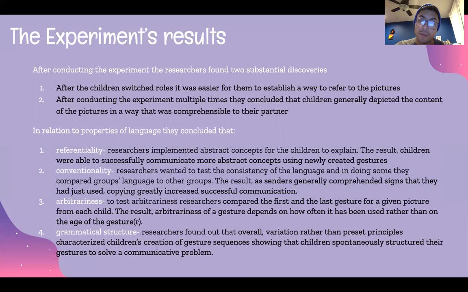That agreement had already been made. So when they did it again, it's like, oh, it's the small house, for example. And in relation to the properties of a language, they concluded the following.